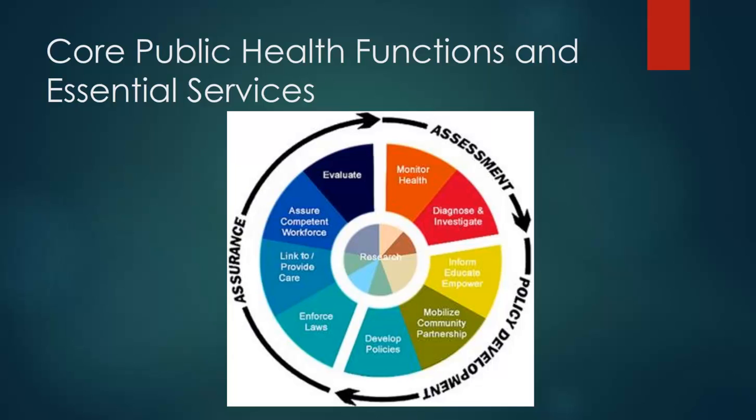Assessment is surveillance of disease and other health outcomes. Policy development is the process of translating surveillance information into programs and policies. And assurance is taking steps to make sure that policies and programs do indeed improve health outcomes. Next, let's walk through the relevance of epidemiology to each of the 10 essential public health services.